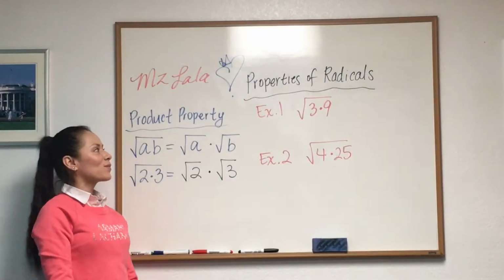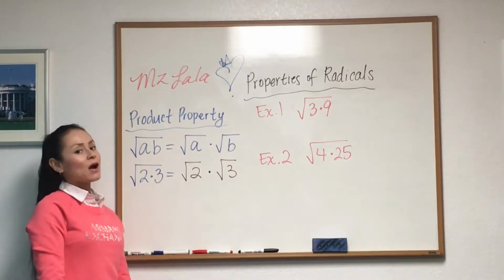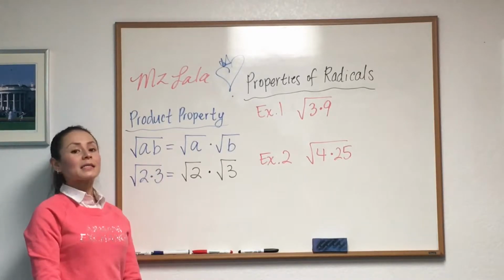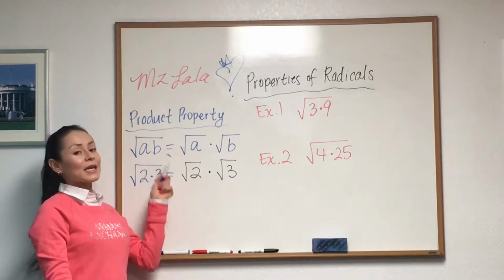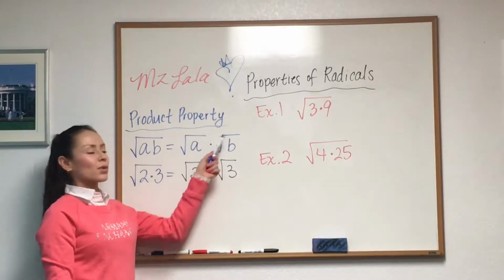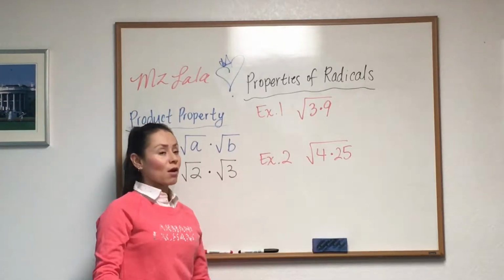In the previous lesson, we went over properties of radicals and we saw the product property, where the square root of a number times another number can be separated, and it equals the same thing as the square root of a number times the square root of another number. So let's look at actual examples and solve for those.